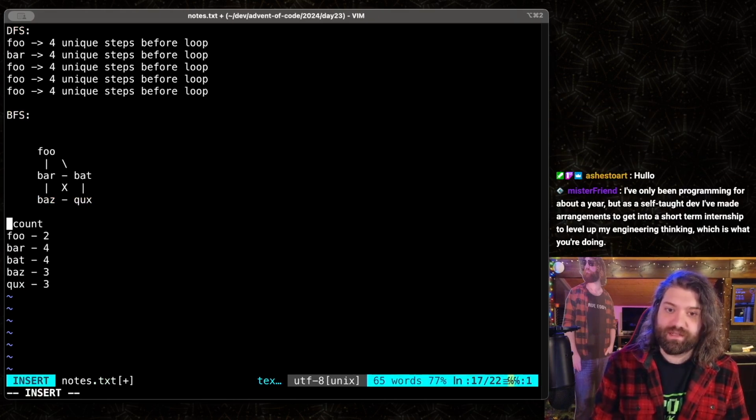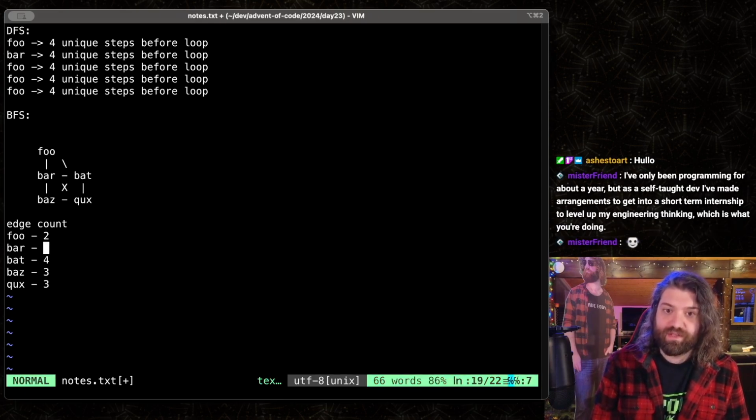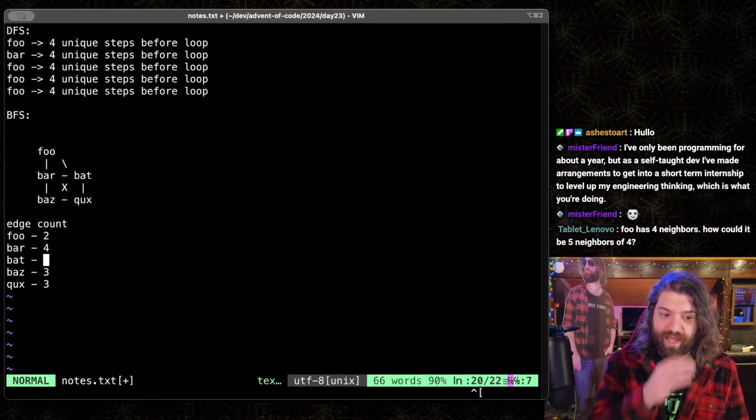So here's the edge count. This is neighbors not including yourself. So these are the ones we care about. All three of the neighbors of Cucks? That can't be how you pronounce that word. It's the first time I've ever said that out loud. All right. So bar and bat have one that don't actually matter.